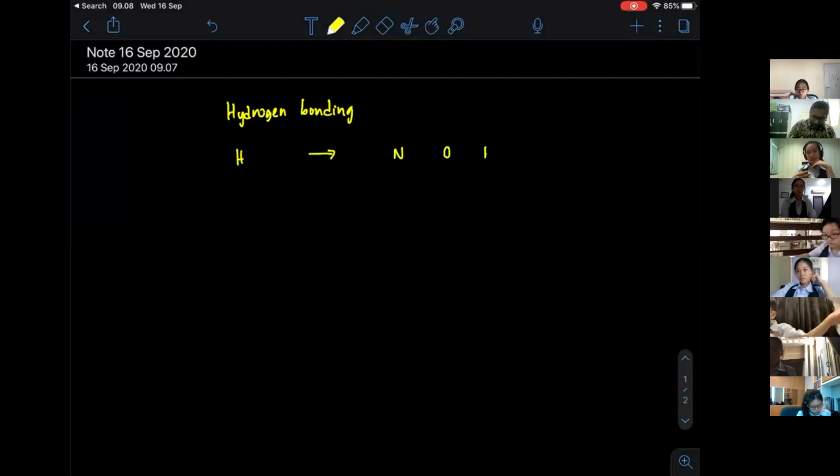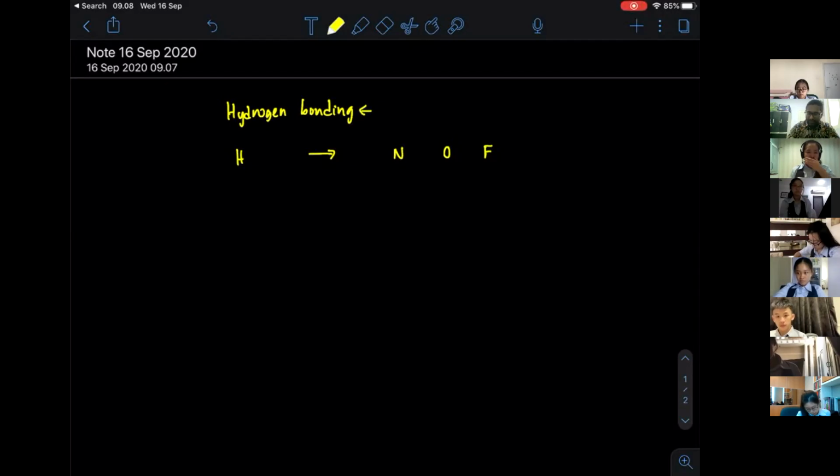When we look at hydrogen bonding, we expect the hydrogen, being the less electronegative element, to be bonded to either N, O, or F. Nitrogen, oxygen, and fluorine are the most electronegative in the periodic table. So the bonding between them is actually going to be called hydrogen bonding.